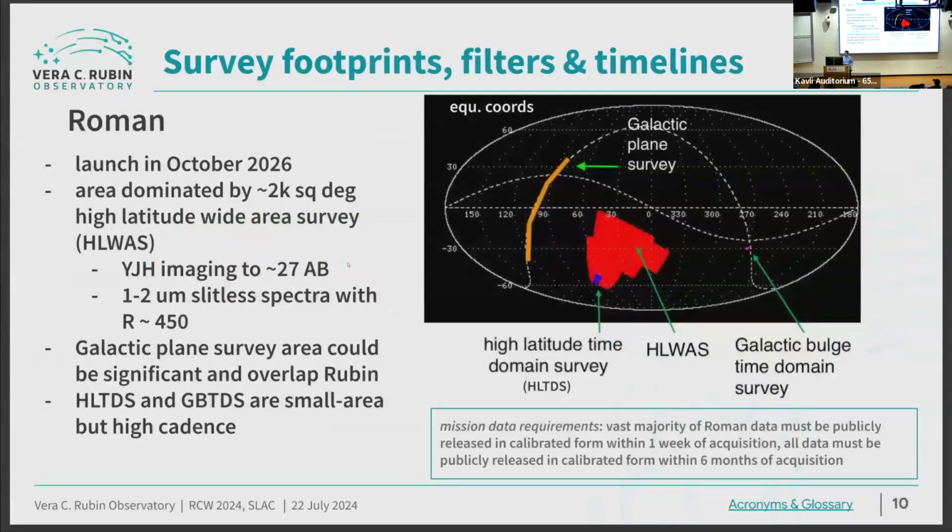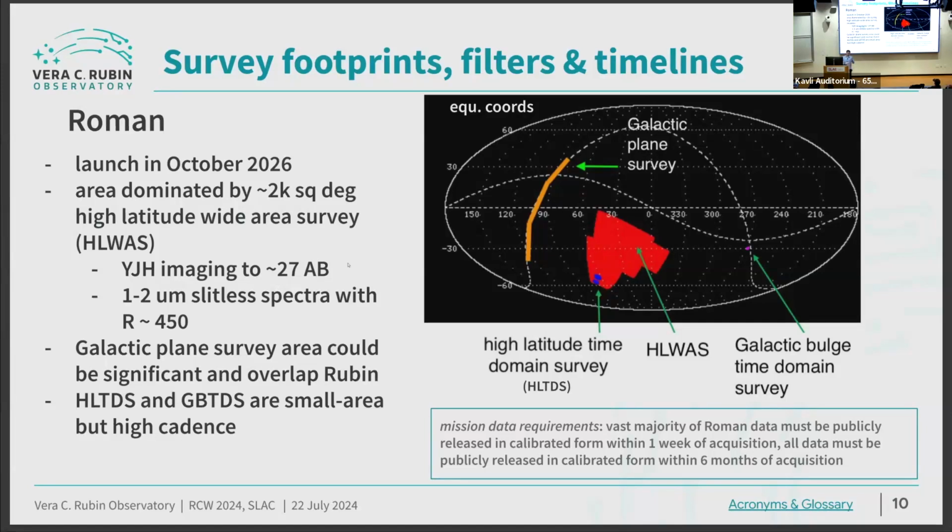Roman is scheduled for launch in October 2026, assuming things go to plan. The area is dominated by what's called the High Latitude Wide Area Survey, HLWAS for short. And that is YJH imaging to about 27 mag AB plus 1 to 2 micron slitless spectroscopy with a resolution of several hundred. Interestingly, Roman has recently approved an early definition galactic plane survey that could add a significant amount of area. And so that's what the orange is in this diagram.